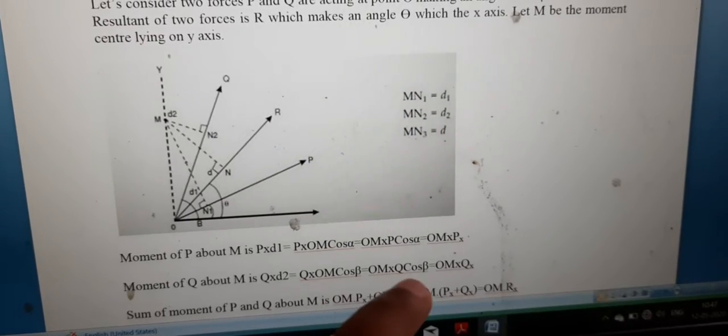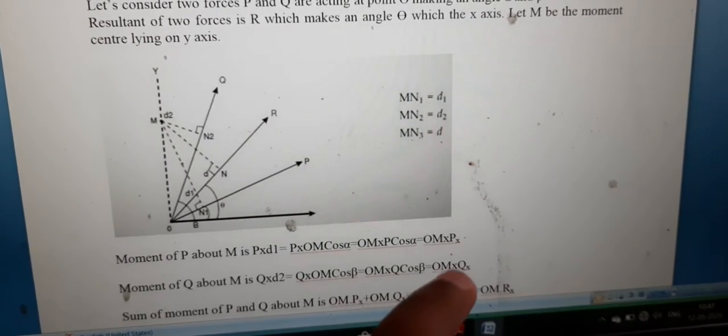Similarly, what is the moment of Q about M? That is Q into the perpendicular distance d2. If this angle is beta, the force Q is making an angle beta with the horizontal, so with the vertical it is making 90 minus beta. So this is 90 minus beta, and in triangle OM and this point, you can see this is 90 degrees. So this angle is beta, so d2 is OM cos beta. Here also we can rearrange it: OM into Q cos beta, that is OM into Qx.